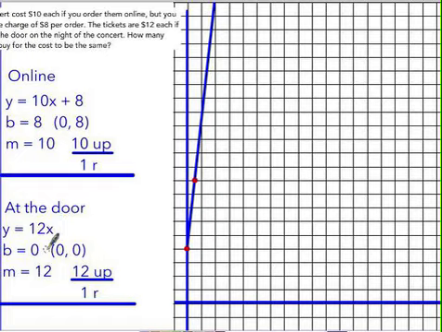Okay, my second equation starts at 0, 0. Again, I've got to go 12 up. So 2, 4, 6, 8, 10, 12, and 1 to the right. Again, that's about halfway.